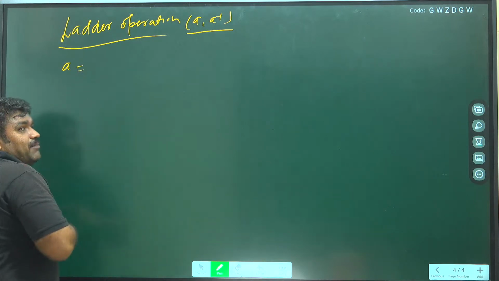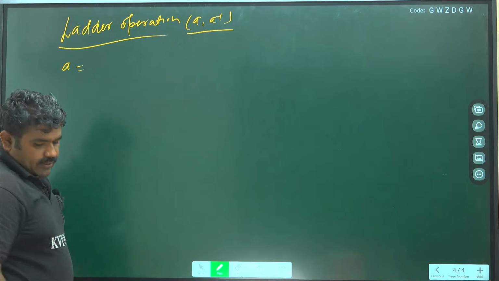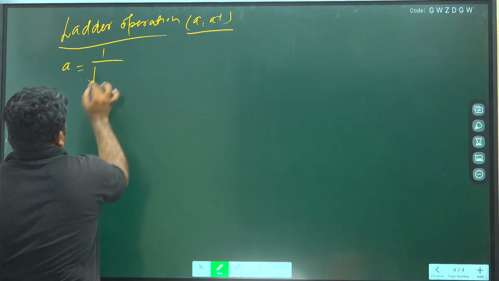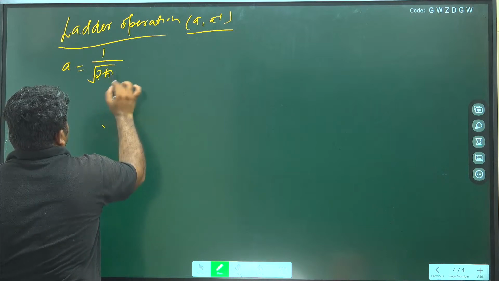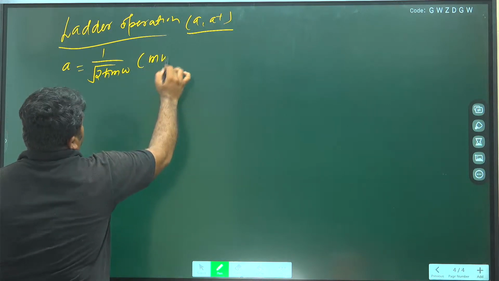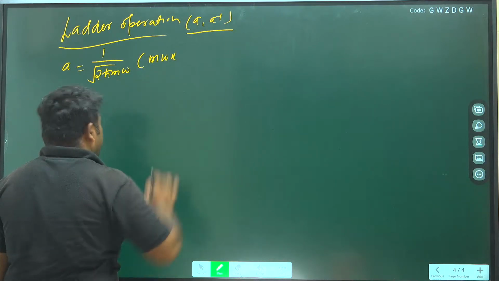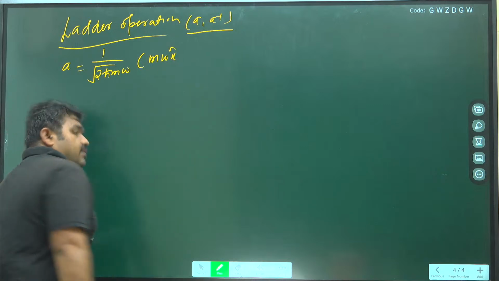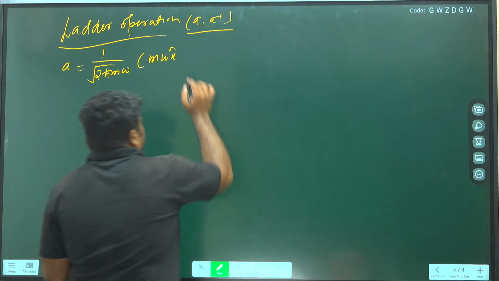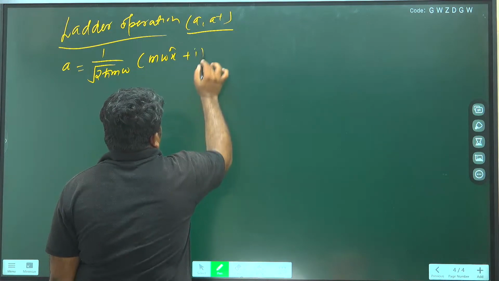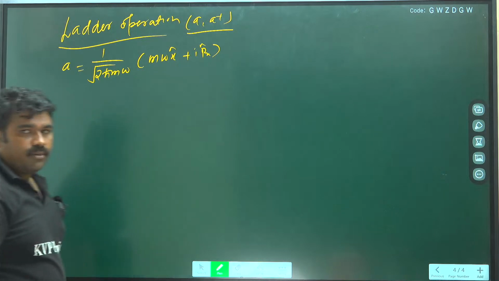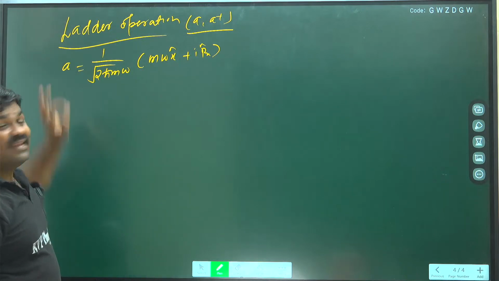A is simply 1 upon under root 2 h cross m omega, and here is m omega x plus ipx. Can you write it without me saying it? m omega x plus ipx. Here these are operators, we can write the cap also, no problem. This is the value of the annihilation operator.